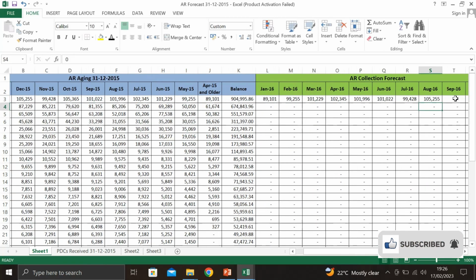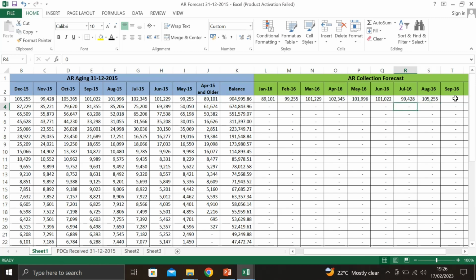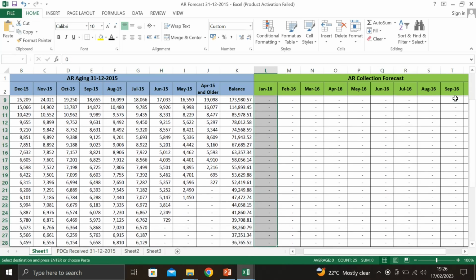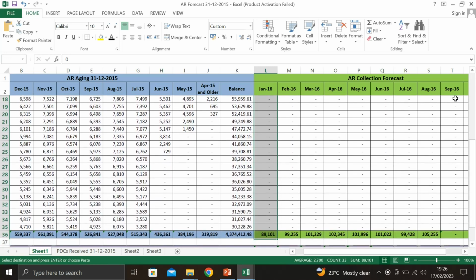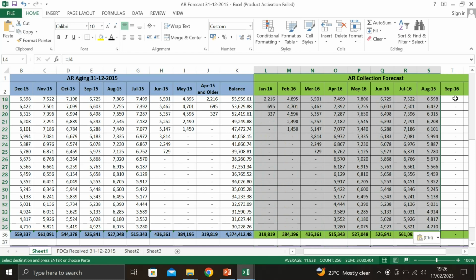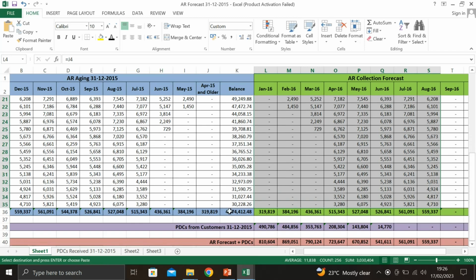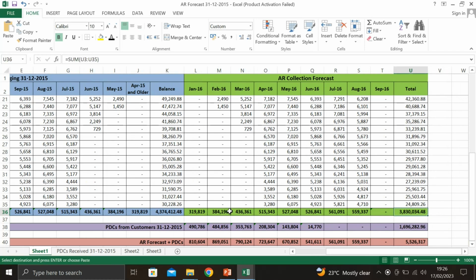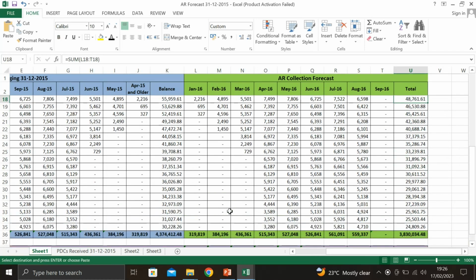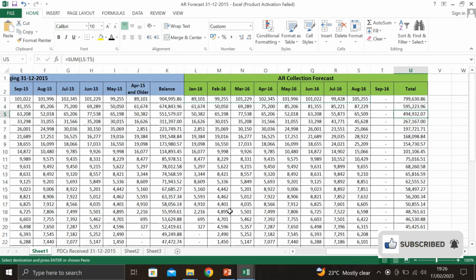December 2015 I will receive from this customer like this. If we have the same payment terms with all the customers, we will simply copy this. If there is different, then one by one we need to review each customer. It will not take too much time, depending upon your customers and the payment terms. So like this you will forecast that I will receive from all my customers this 4.37 million. This is the balance of your AR in the trial balance, and you will receive it like this.